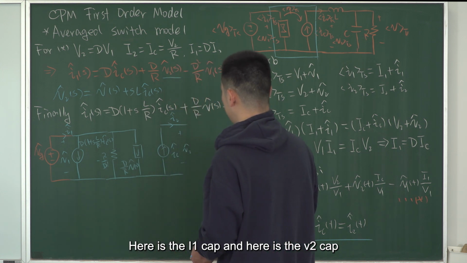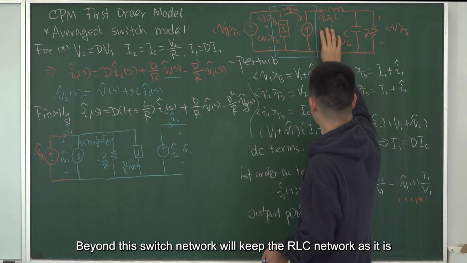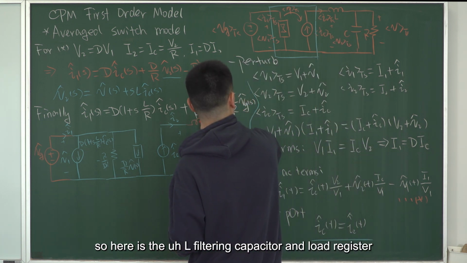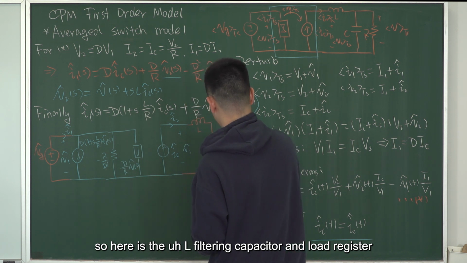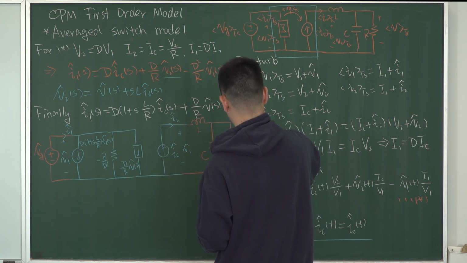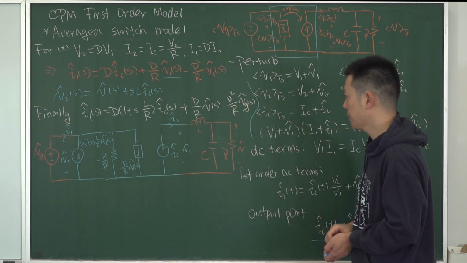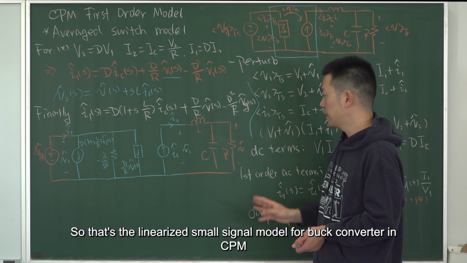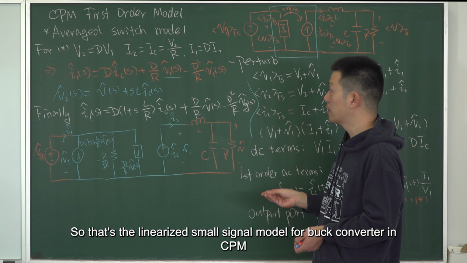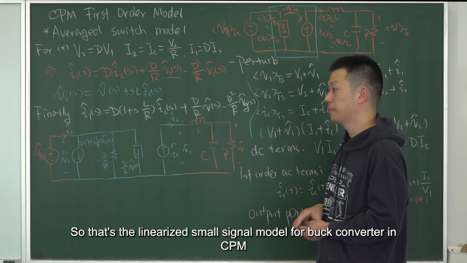Right? So beyond this switch network, we will keep the LC network as it is. So here is the L, filtering capacitor and load resistor. So that's the linearized small signal model for buck converter in CPM.